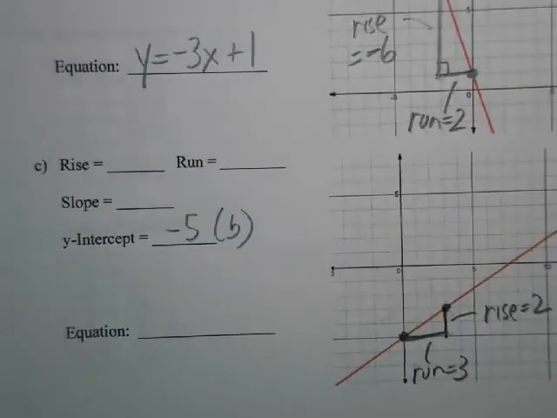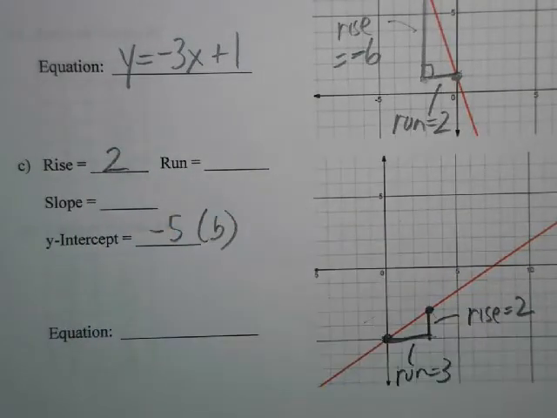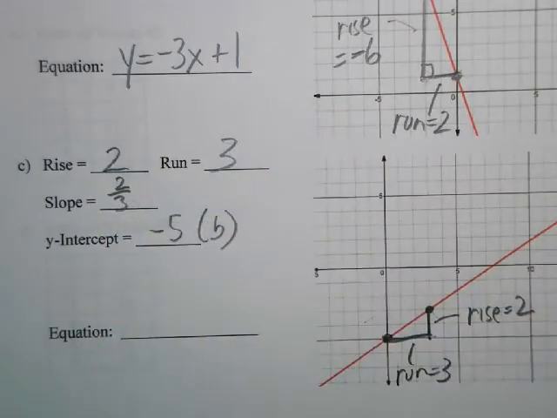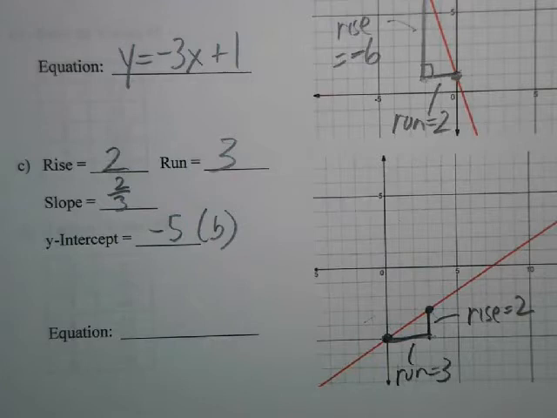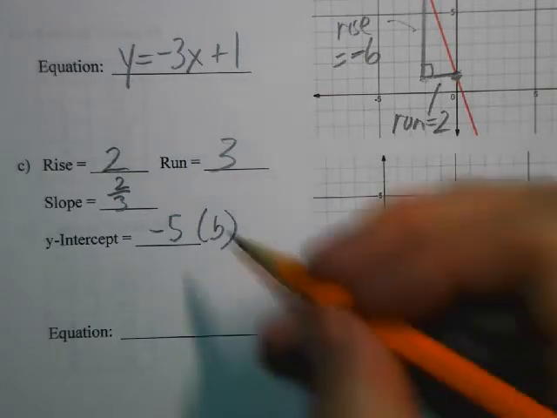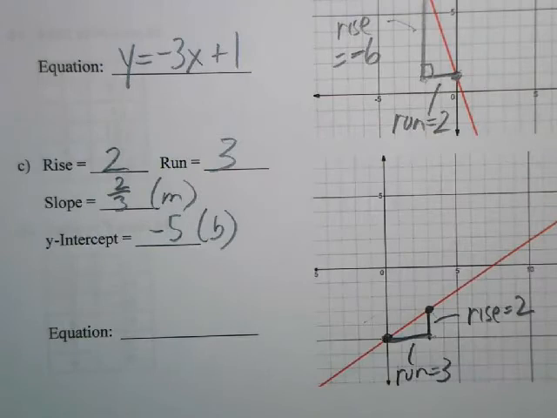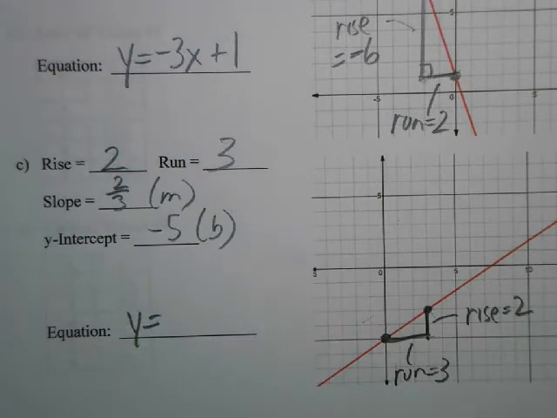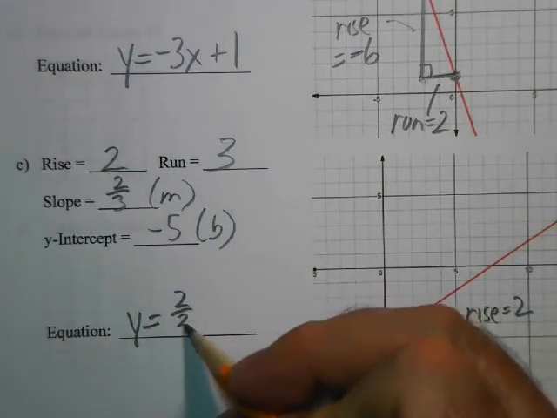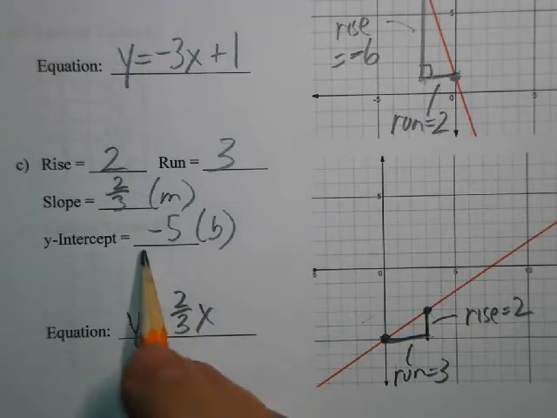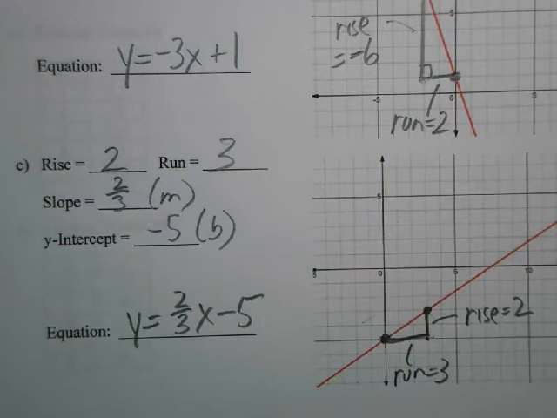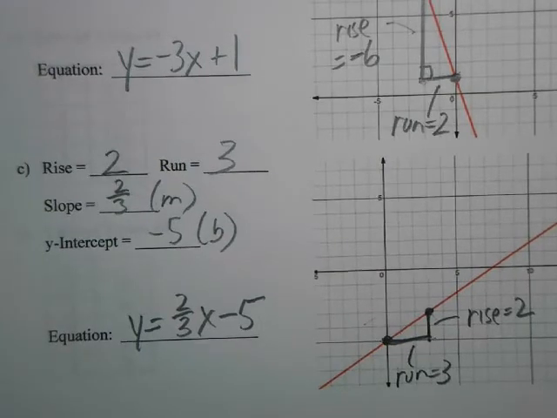Take those pieces, bring them over here. Rise of 2, run of 3. So the slope is rise over run, 2/3. And we can't do anything with that. We can't even change it to a decimal, so we leave it like that. That's our m, our slope. Now we do our equation. y equals mx, m is 2/3, x plus b. That's plus -5, which is the same as subtracting 5. There's our equation for that line.